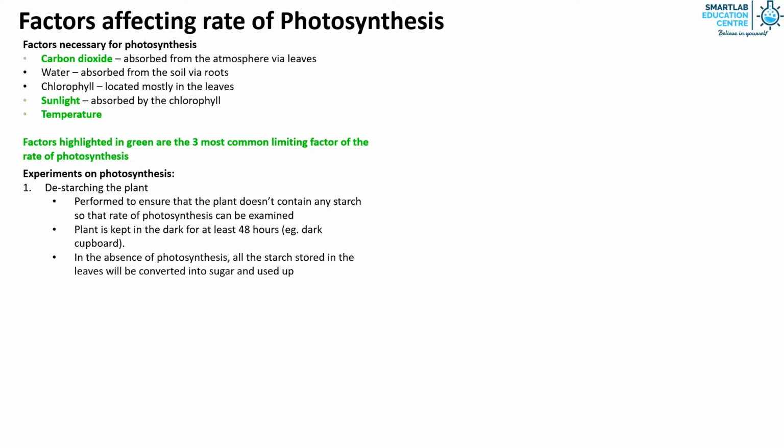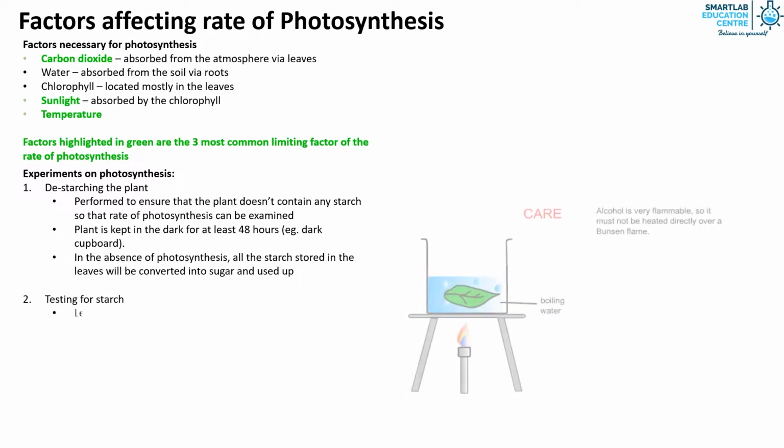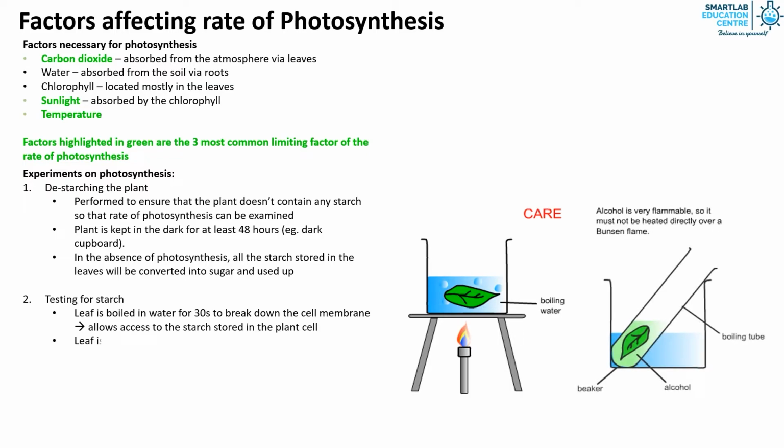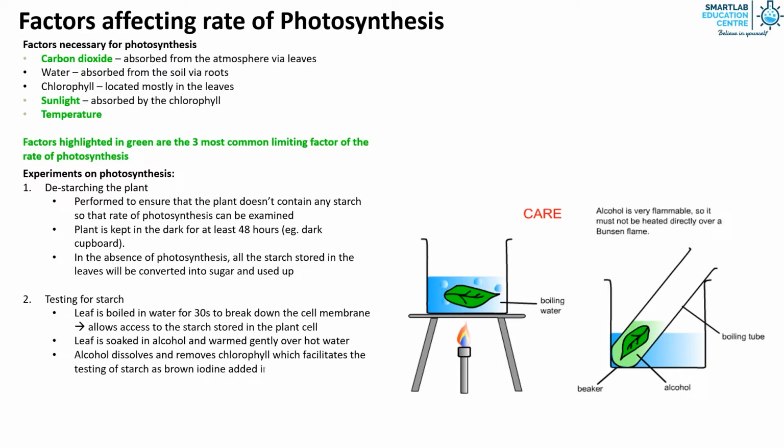For the testing of starch, the leaf is boiled in water for 30 seconds to break down the cell membrane. This is to allow access to starch stored in the plant cell. Next, the leaf is soaked in alcohol and warmed gently over hot water. The alcohol dissolves and removes chlorophyll, which facilitates the testing of starch, as brown iodine added in the presence of green-colored chlorophyll can be seen to be black.